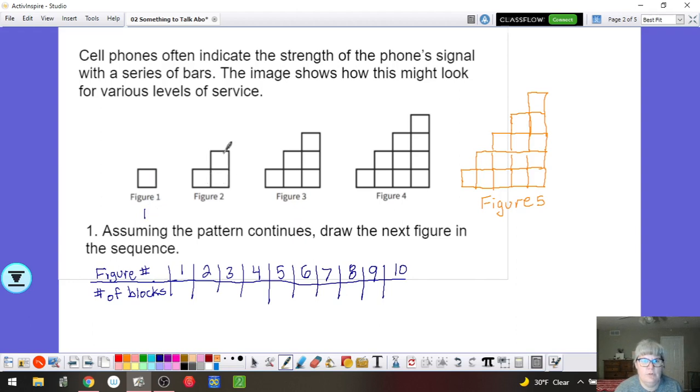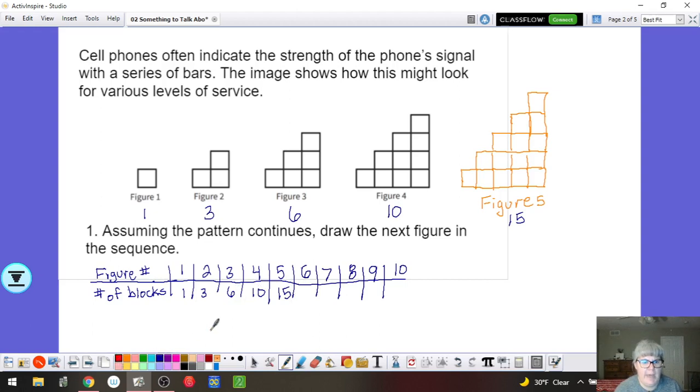Figure 2 has 3. Figure 3 has 1, 2, 3, 4, 5, 6. Figure 4 has 1, 2, 3, 4, 5, 6, 7, 8, 9, 10. Figure 5 has 1, 2, 3, 4, 5, 6, 7, 8, 9, 10, 11, 12, 13, 14, 15 blocks. So we have 1, 3, 6, 10, 15.